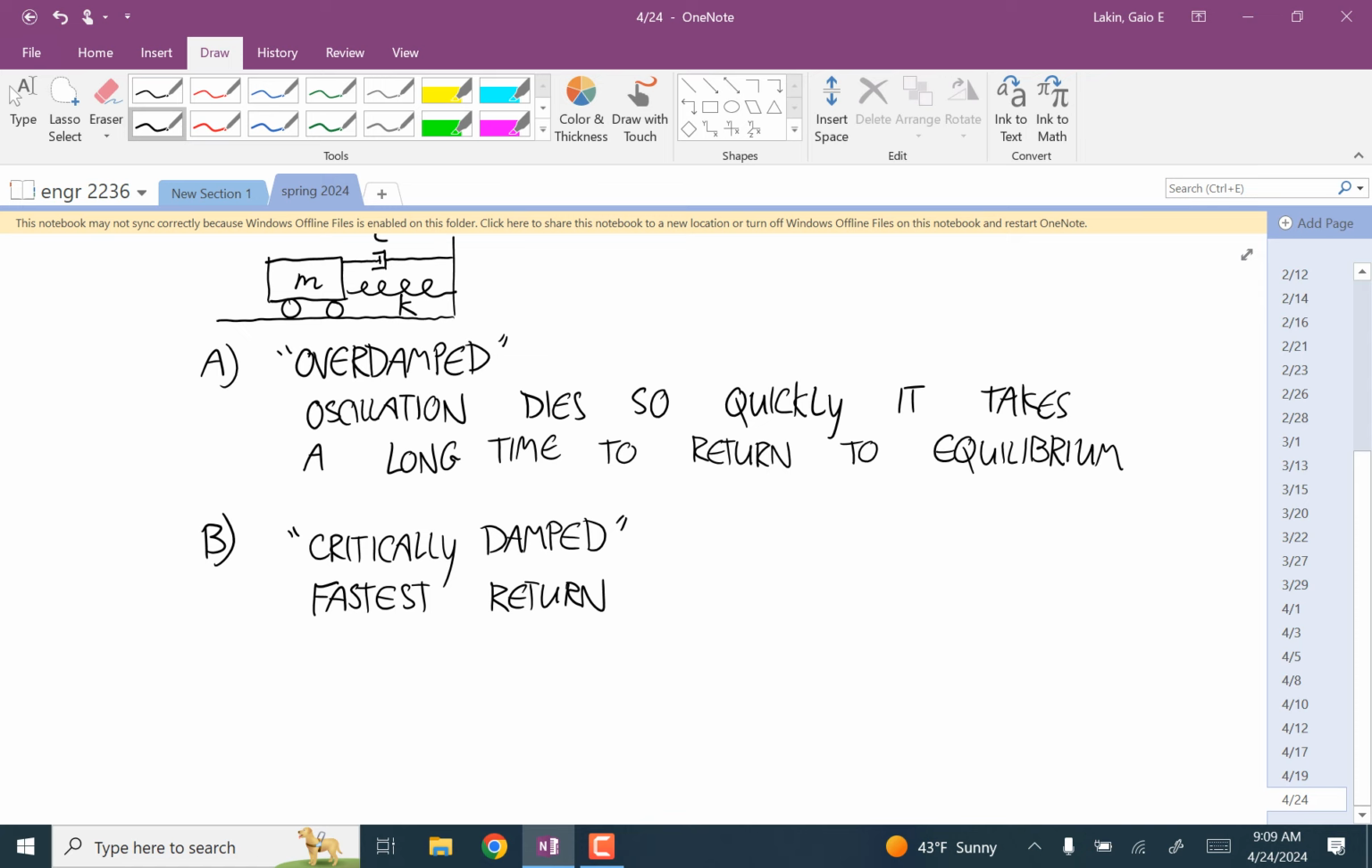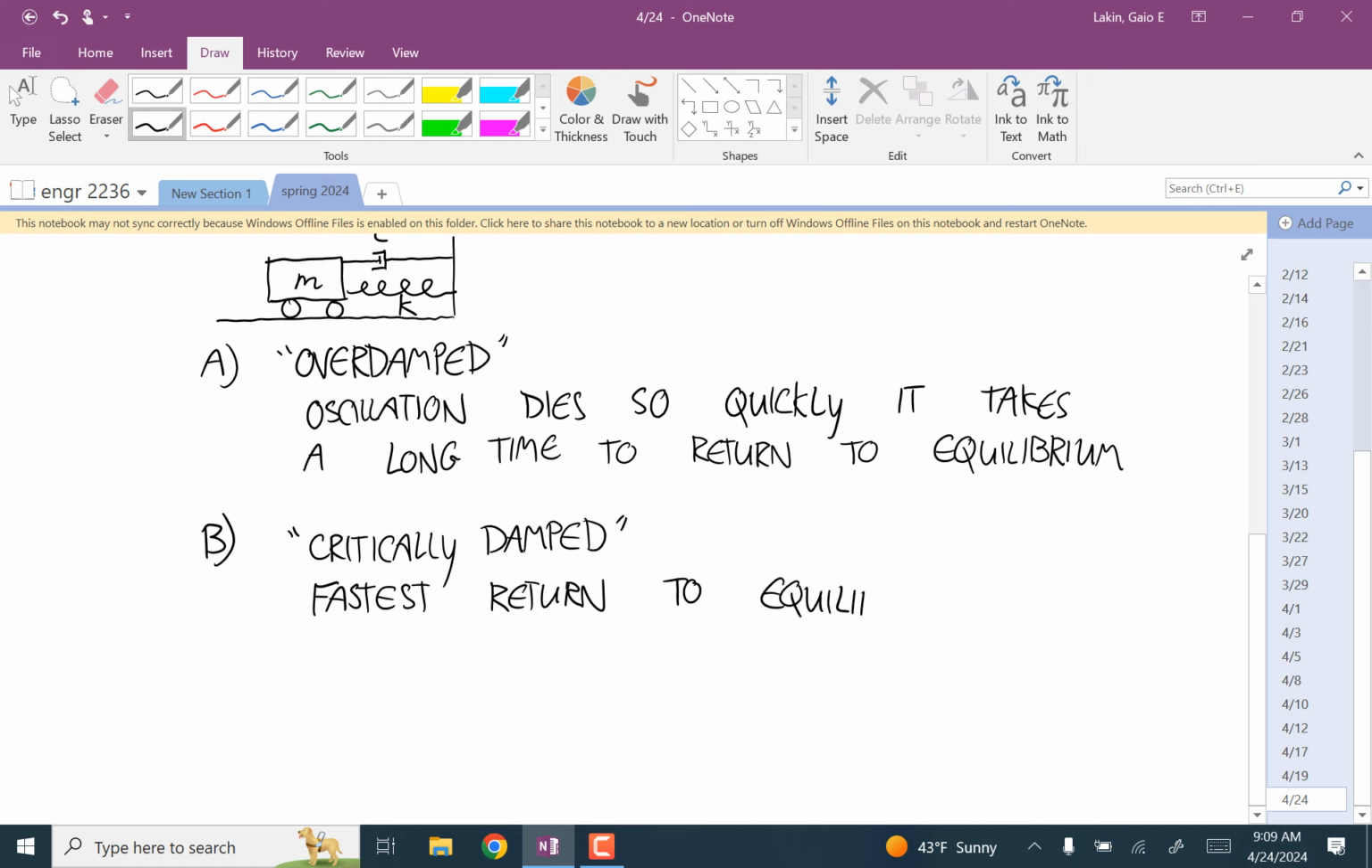Yes? Is there one critically damped case, or can it be critically damped over a range of values of K and C? There's only one critically damped case. So usually, if you're designing the system, you want your K, M, and C to be such that you achieve this.